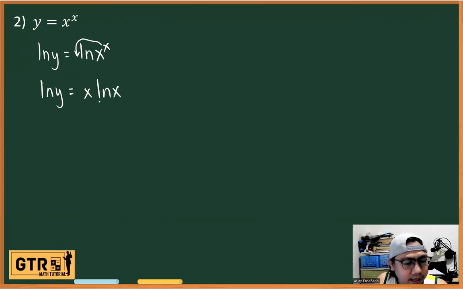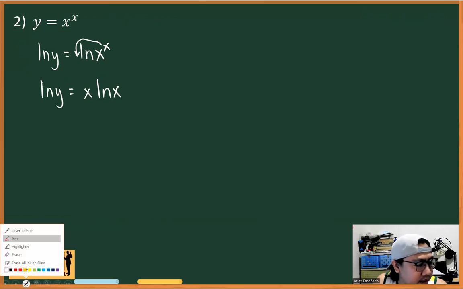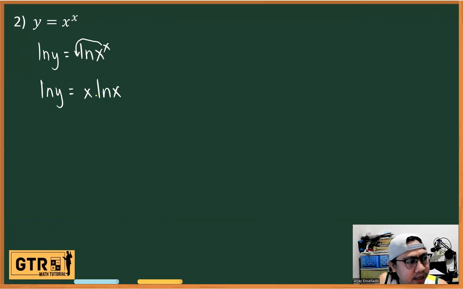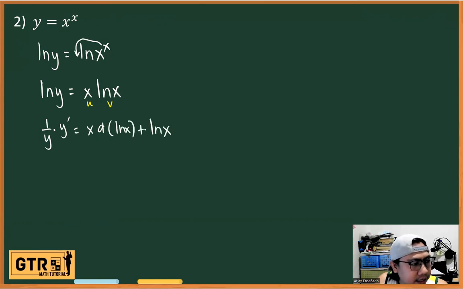Okay, so now differentiate both sides with respect to x. So we will use the product rule on the right side. So this will become our u and this will be our v. Okay, so differentiate. So derivative of ln y, so we have 1 over y times y prime equals, apply the product rule. So we have u is x, so we have x times derivative of ln x plus ln x times derivative of x with respect to x.